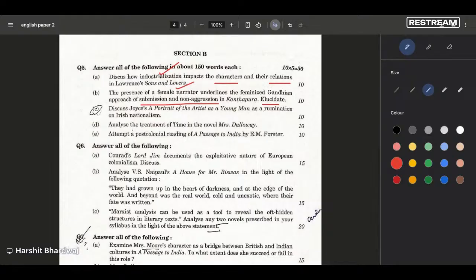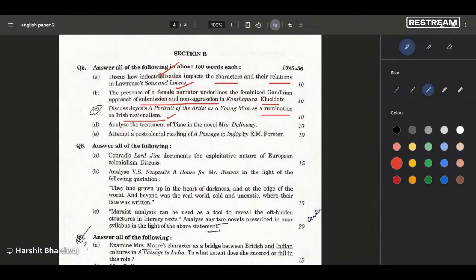Pretty straightforward. Discuss Joyce's Portrait of the Artist as a Young Man as a rumination on Irish nationalism. This is again a fresher take, but it is a socio-political question. Every text that I teach, the very first thing I always ask students is to study the socio-political background of the time when the text was written. You cannot separate the text from the society. Literature is a mirror of the society. Without socio-political context, you cannot understand the text.